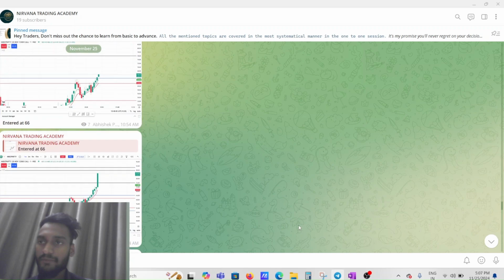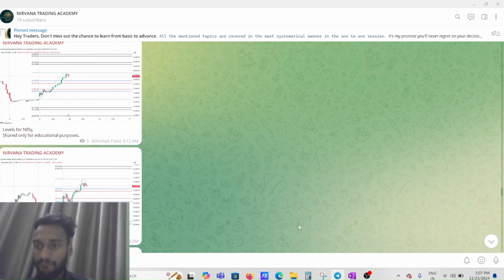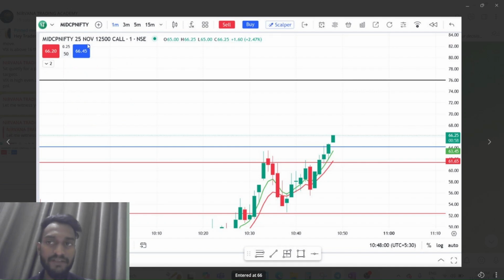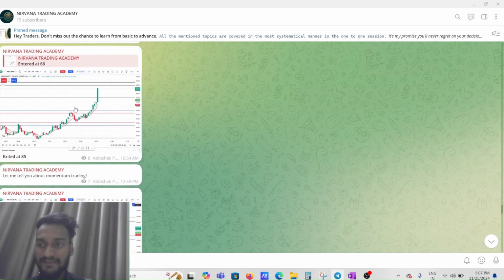So let's discuss my today's trades, right? So, where is my first trade? Yeah, right here. If you see 12500C Mid Cap Nifty, see the timing 10:48, see the price 66, entered at 66, exited at 85.